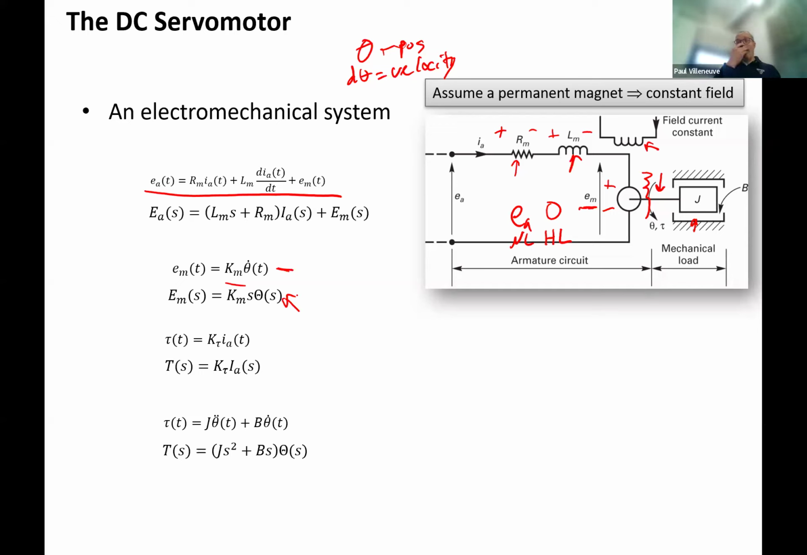Our next equation is a way to relate torque. So our output torque, and this is again, without getting into a lot of detail, it's going to be some machine constant times the current into the machine. Take that to the Laplace domain. I have KT times IA.